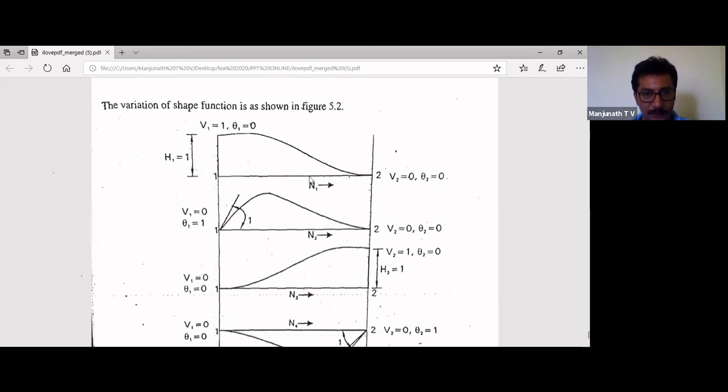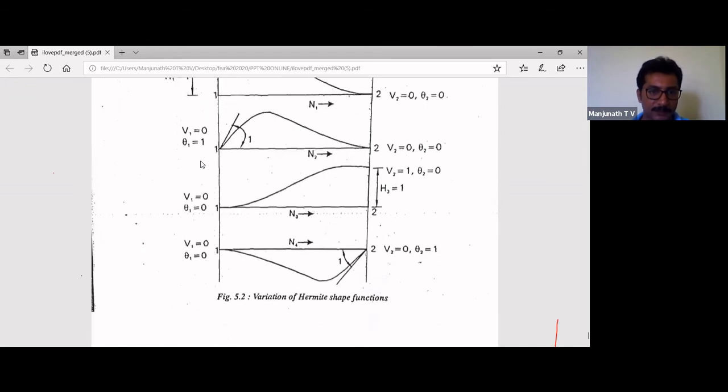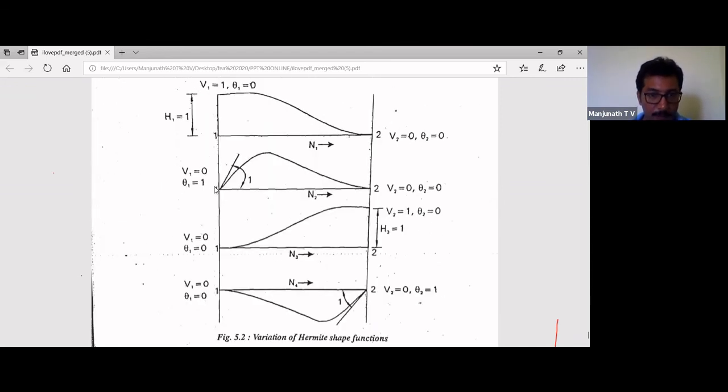The rotation at node 1, and the vertical deflection and rotation at node 2, will be equal to 0. This is how the shape varies: only the vertical deflection is present, and it leads to 0 towards node number 2. Similarly, consider node number 1 for theta 1, that is for h2. If h2, which is dou v by dou x, that is theta 1, is a slope equal to 1, then the v1 value will be 0. Similarly, at node 2, v2 and theta 2 will be 0. So this gives the shape variation like this.